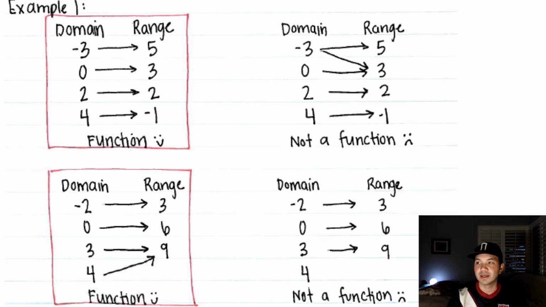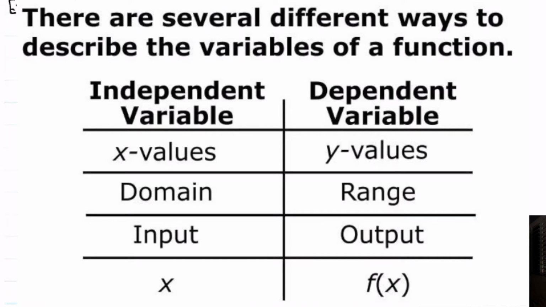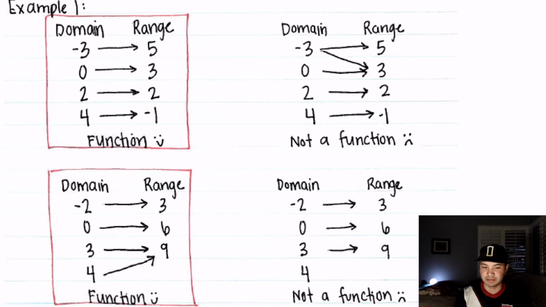Okay, so for this example, domain and range are the other 2 things I forgot about. So a lot of things I'm going to have to list down. X is the independent variable, the input, the domain. Y is your output. It's your dependent variable, and it's your range. The range is what it can be.